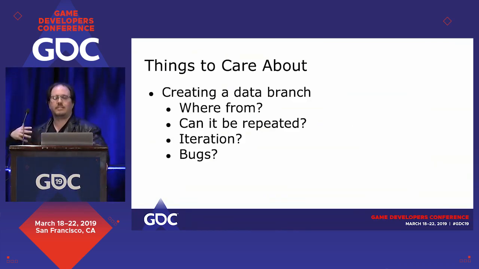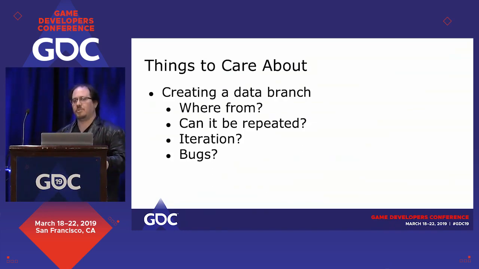Say if we were to just talk about the creating of a data branch, we might care where we're creating that data branch from. Can we repeat it if we need to do it in like 3 or 6 months? Are we able to iterate on it over the course of preparing the product? Are we able to get stuff out there? When bugs are reported, are we able to get fixes out to it in a reasonable fashion?